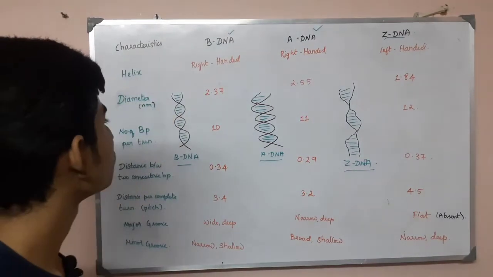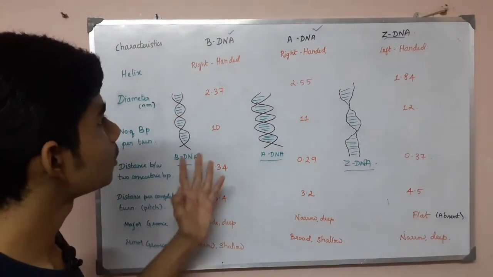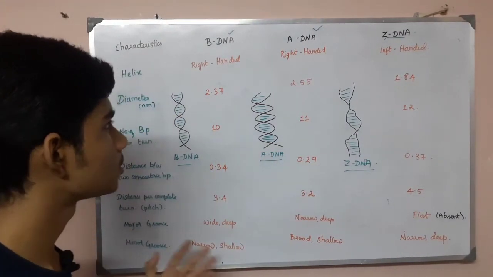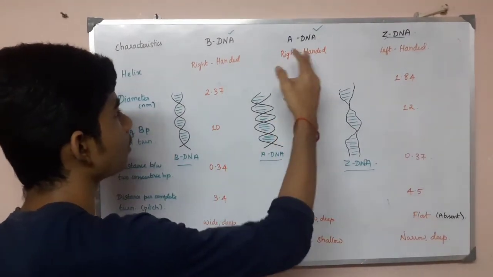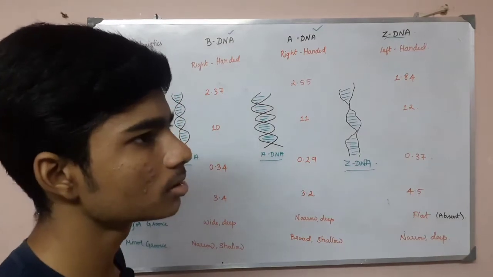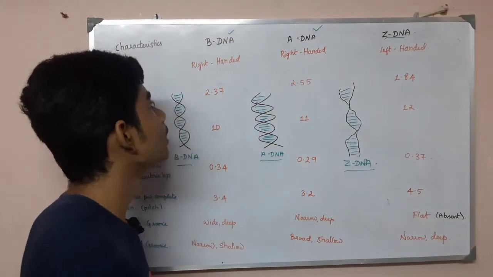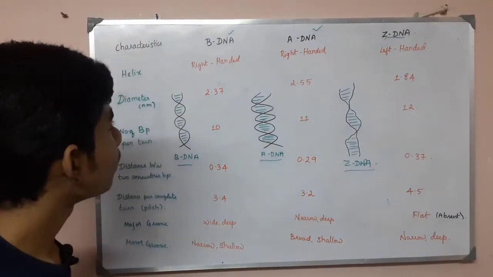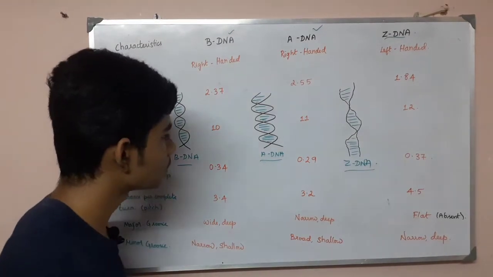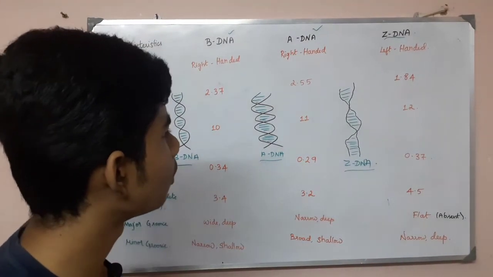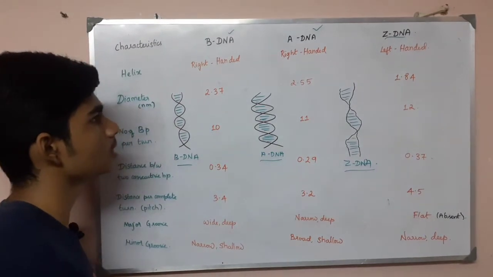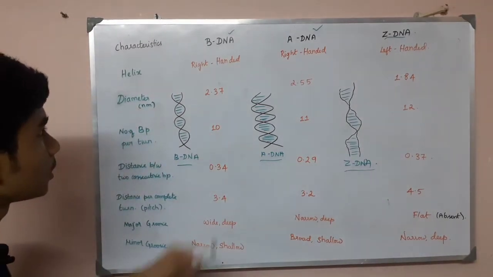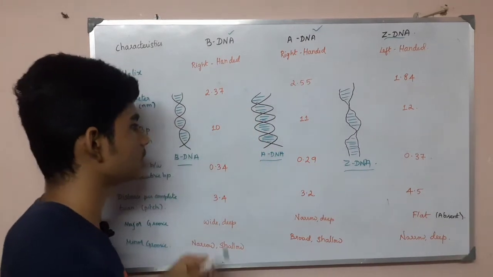So let's see what the types of DNA are. There are three types of DNA, that is B-DNA, A-DNA and Z-DNA. B-DNA and A-DNA are the most abundant DNA present in our body. We will discuss how this DNA is formed and the reasons for its formation. So let's see what the types of DNA are, and what their features and characteristics are.